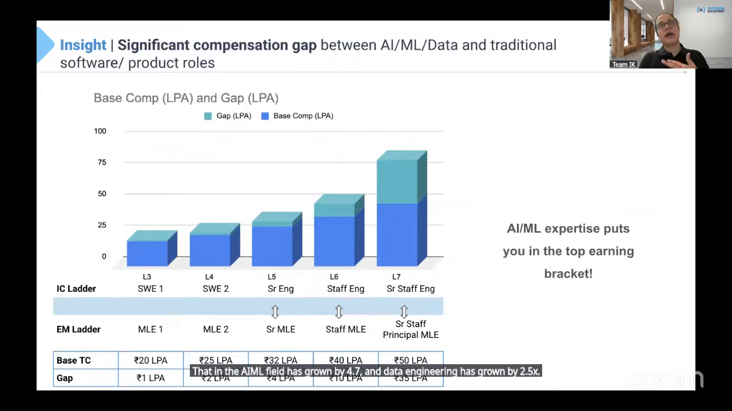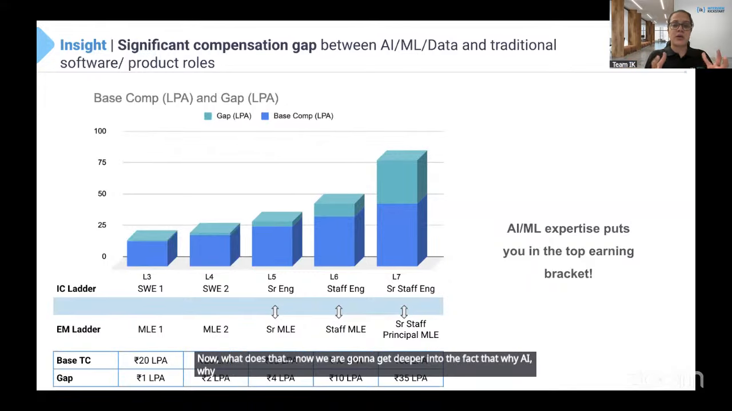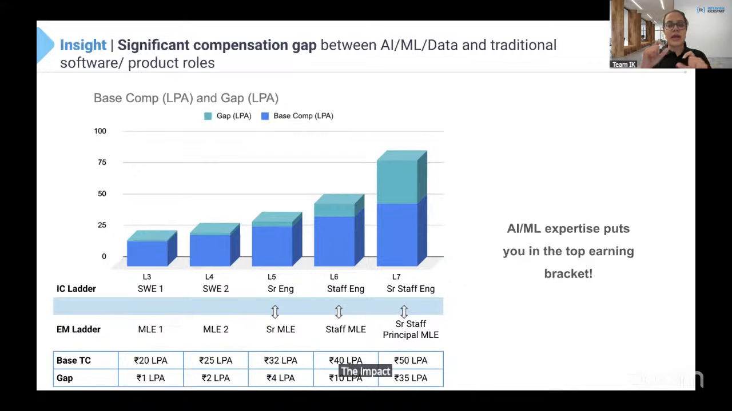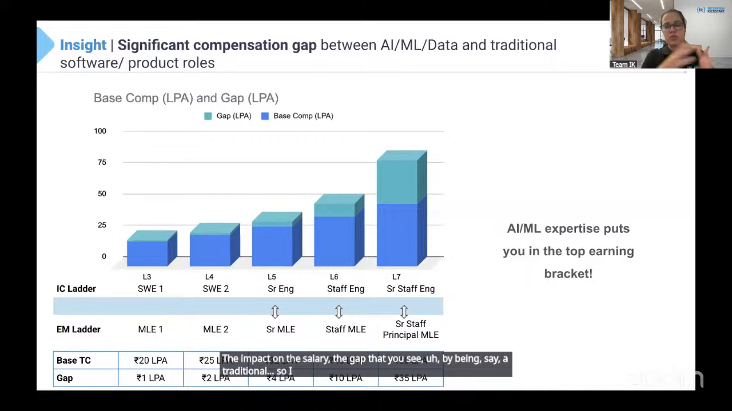Now we are going to get deeper into why you need to learn AI in a more structured and comprehensive way, right? Let's talk about the impact on salaries. The impact on the salary, the gap that you see by being, say, a traditional engineer. So I'll take us through the next few slides.